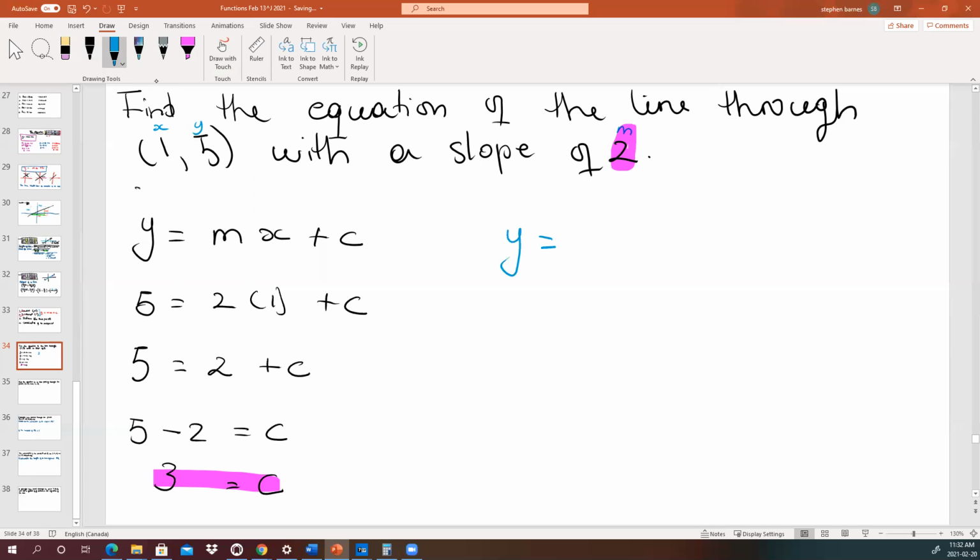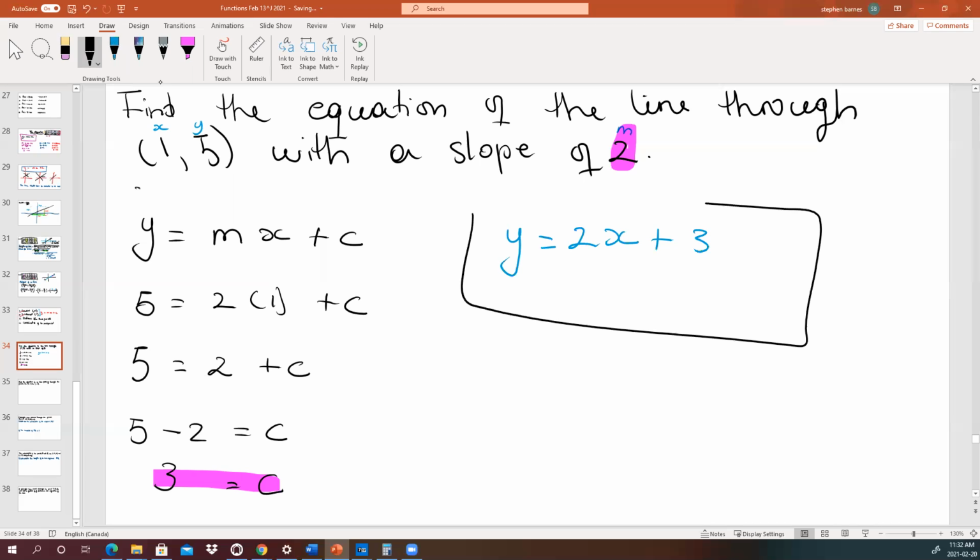y is equal to 2x plus 3. So that is how you write your answer. When they ask you for the equation of a line, that's how you write it. And the reason you write it this way is, even though you get 1 and 5 as just one point on the line, where in this case your y is 5 and your x is 1.